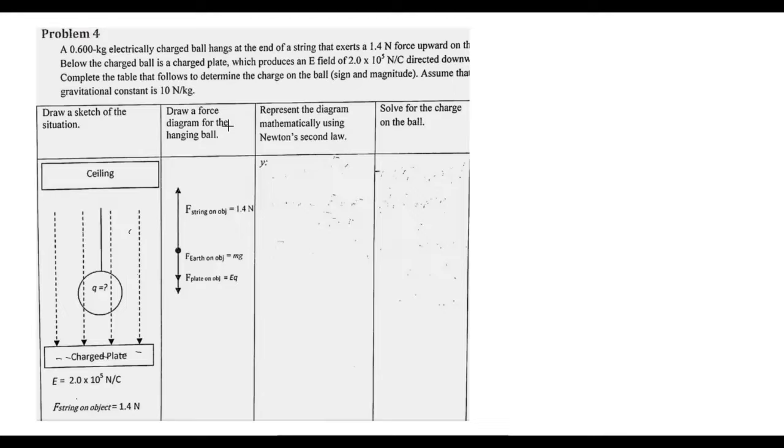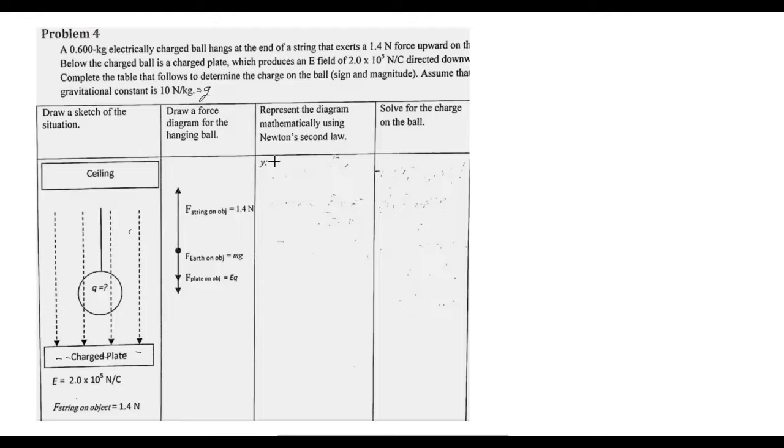Complete the table that follows to determine the charge on the ball, sign and magnitude. Assume that the gravitational constant g is 10 newtons per kilogram. So little g is going to be 10. The first thing we have to do is draw a force diagram for the hanging ball. We are making an assumption that the force of the plate on the ball is in this direction. We don't know that necessarily, because we don't know if these two together add up to 1.4. We'll figure that out soon enough.